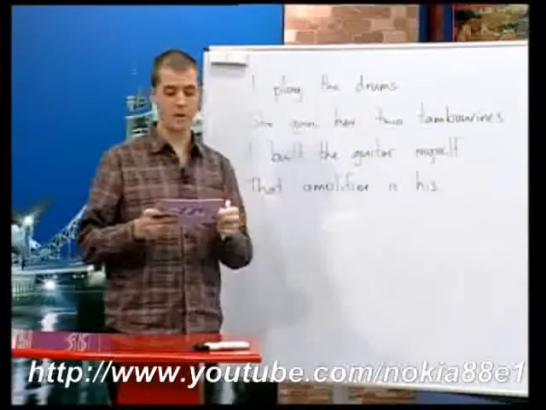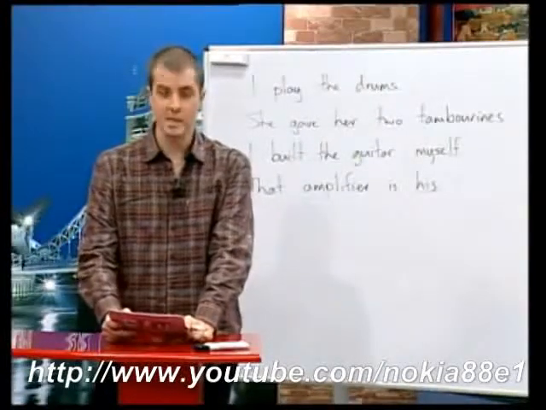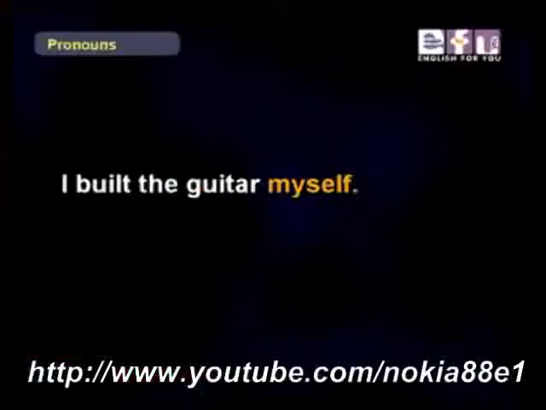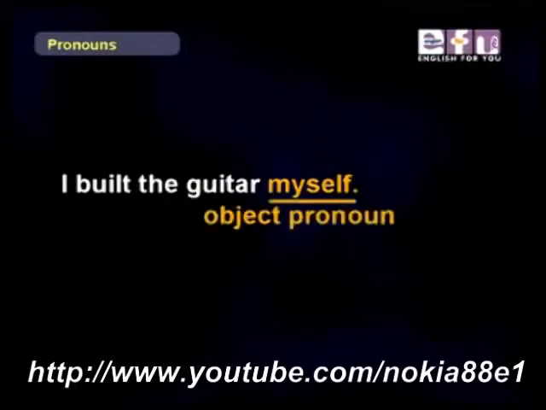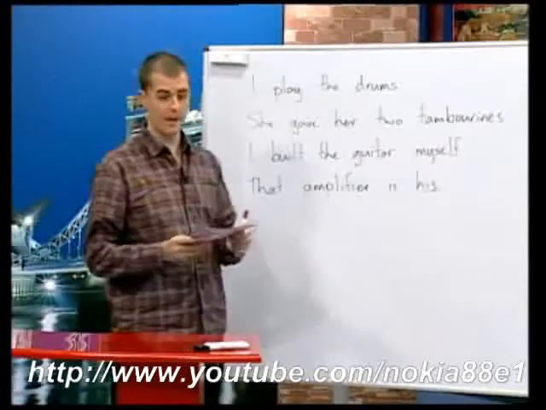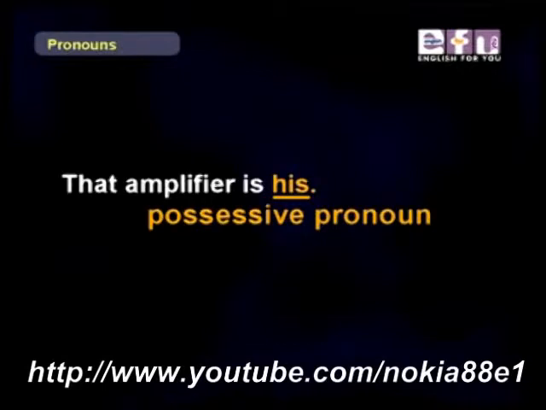A reflexive pronoun is used as the object of a verb or a preposition when the subject and the object are the same. I, myself, are the same. I built the guitar myself. A possessive pronoun is used to show possession. And a possessive pronoun, they're not followed by a noun. That amplifier is his. His is a possessive pronoun.